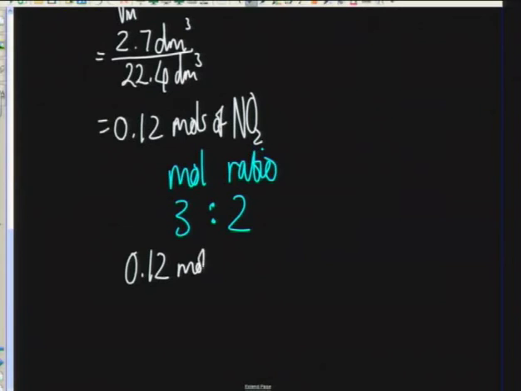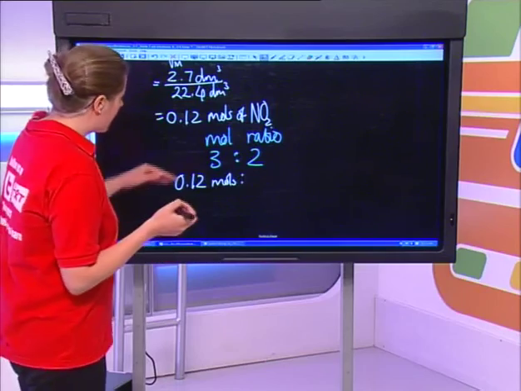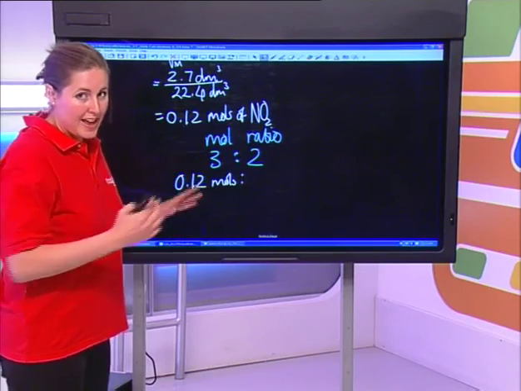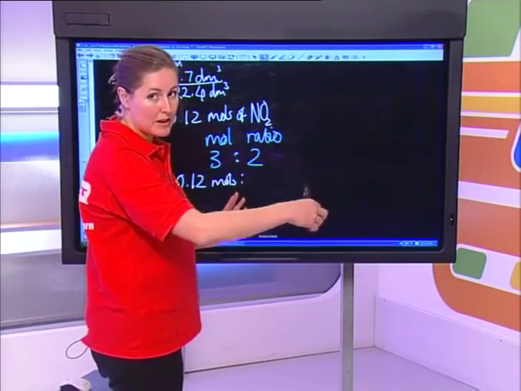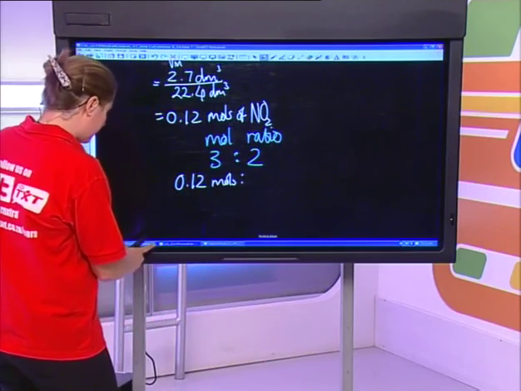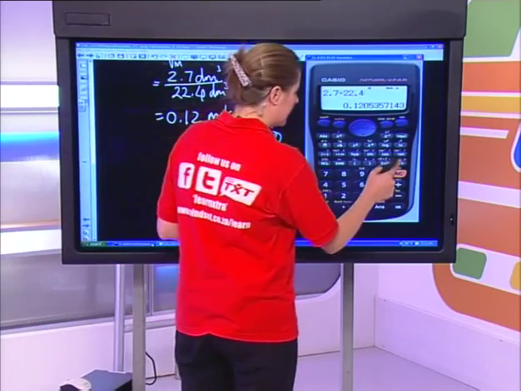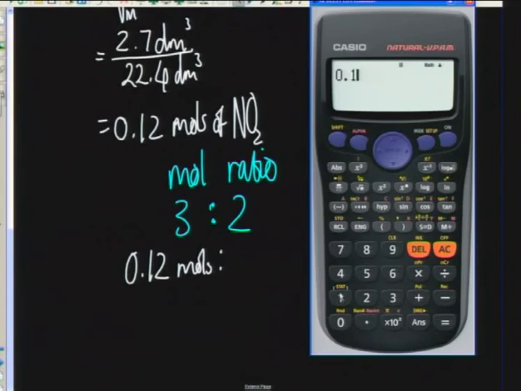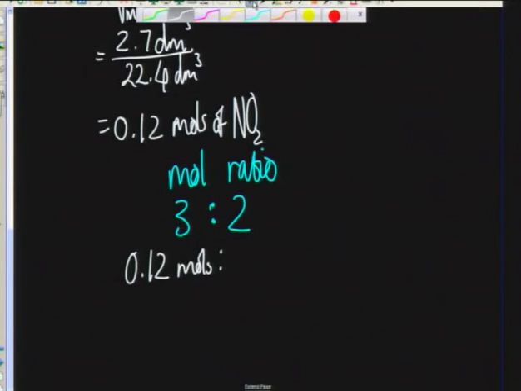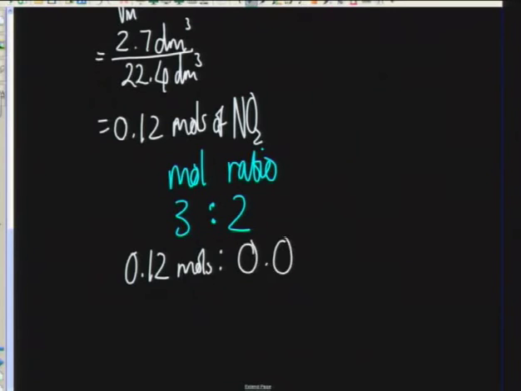0.12 moles is to, how am I going to work that out? Well, firstly, I need to divide by 3, and then if I want to move across to that side, multiply by 2. So, going back to my calculator, 0.12 divide by 3, multiply by 2, and that's going to give me an answer, 0.08. So, is to 0.08, and the unit here is moles, but now what?